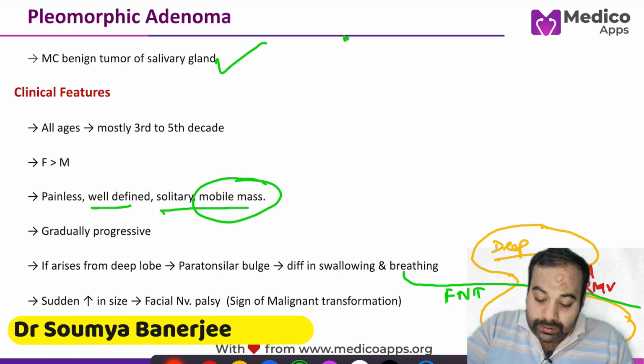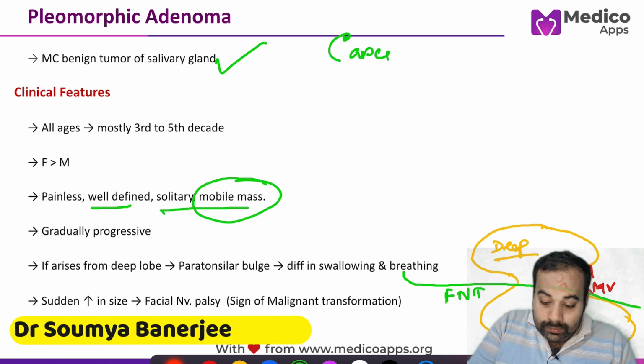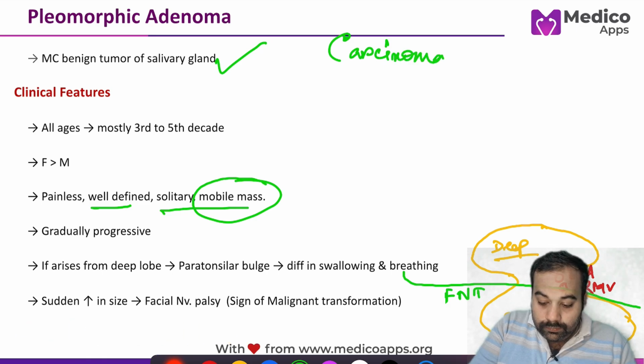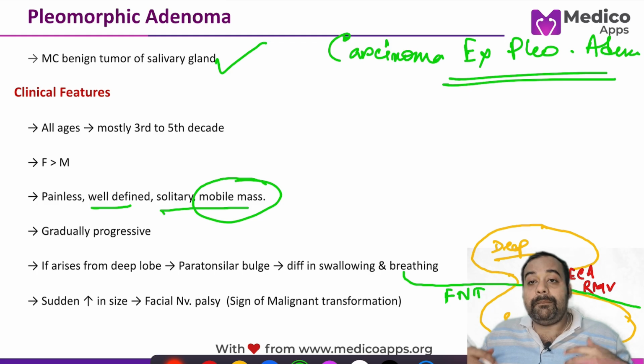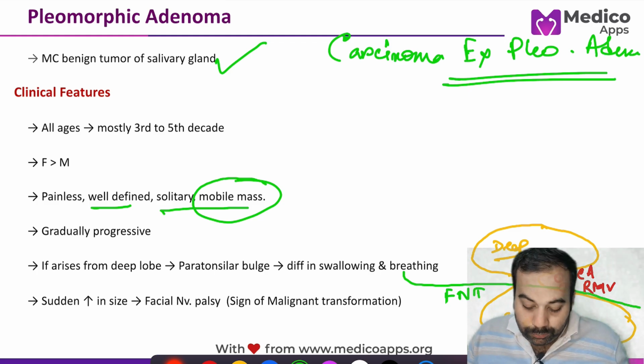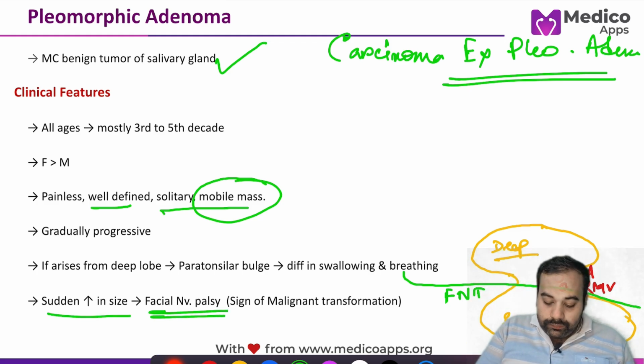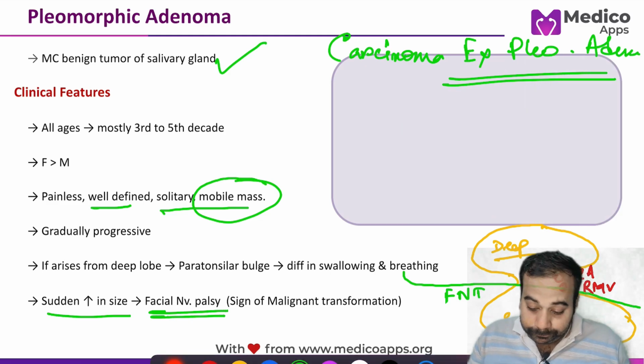Okay, it is basically known as carcinoma ex pleomorphic adenoma. It is basically the malignant transformation. So these are the typical features that will eventually suggest towards this.